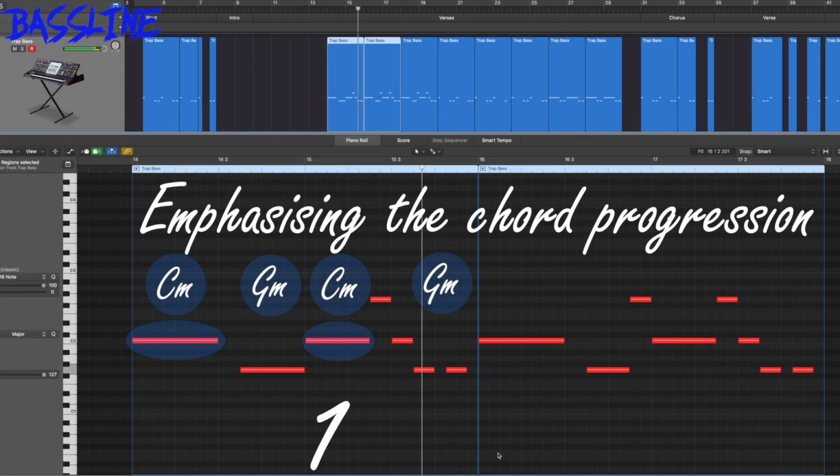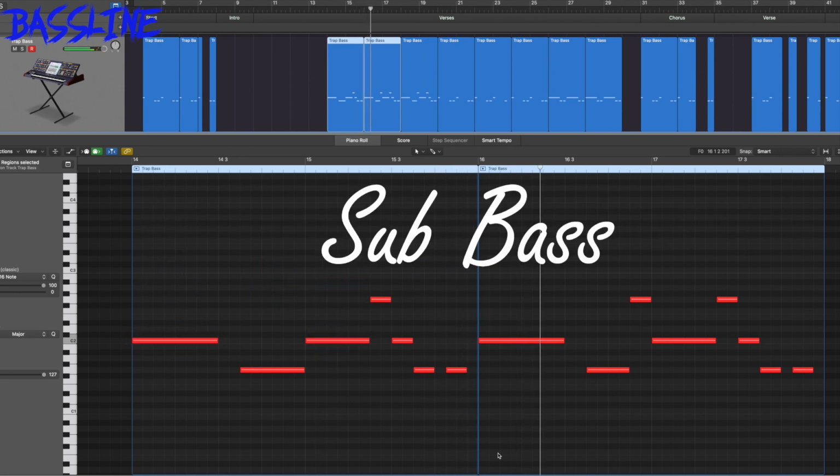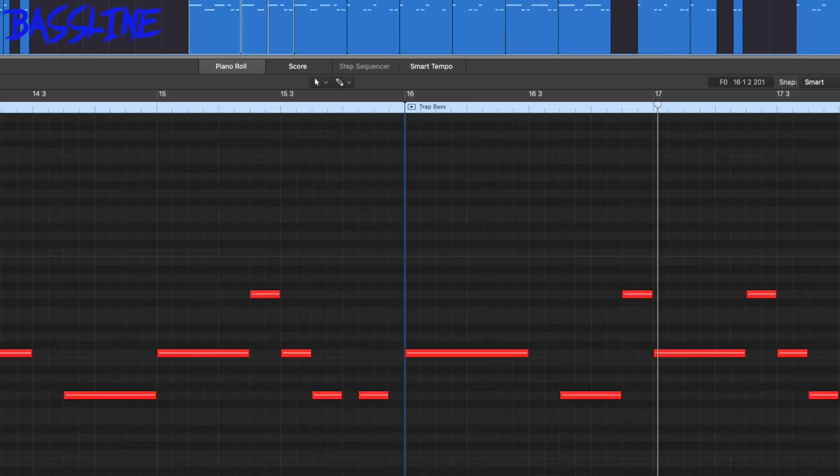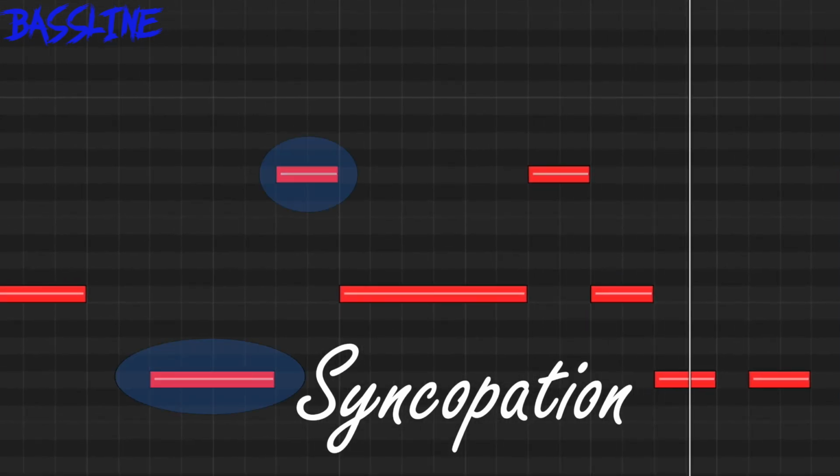emphasizing the chord progression. Sub-bass, yeah, it's quite deep. Moving around, maybe some syncopation.